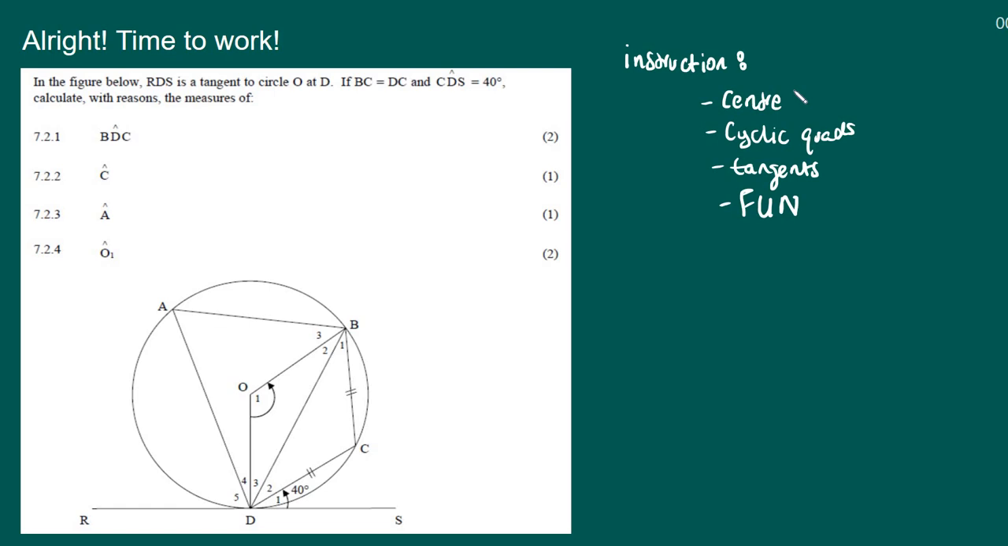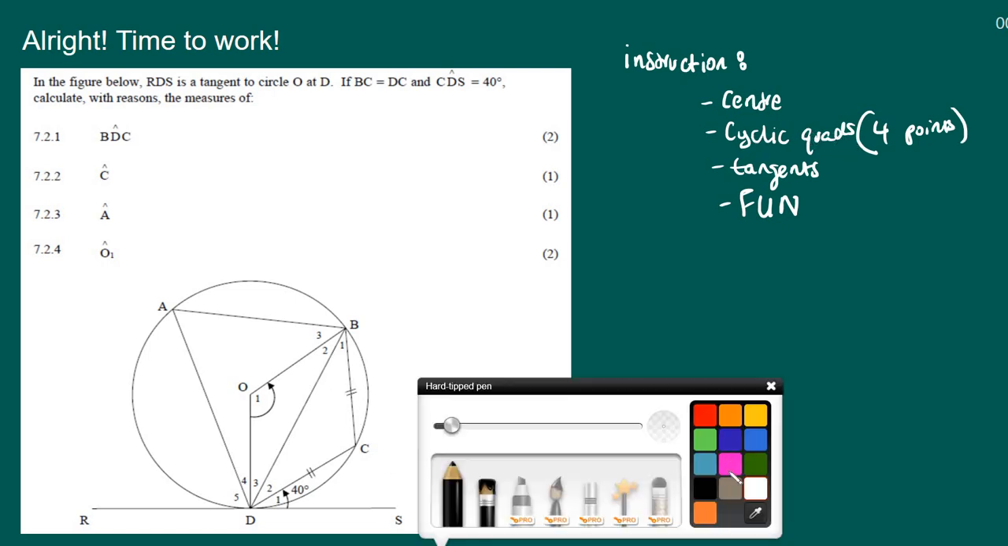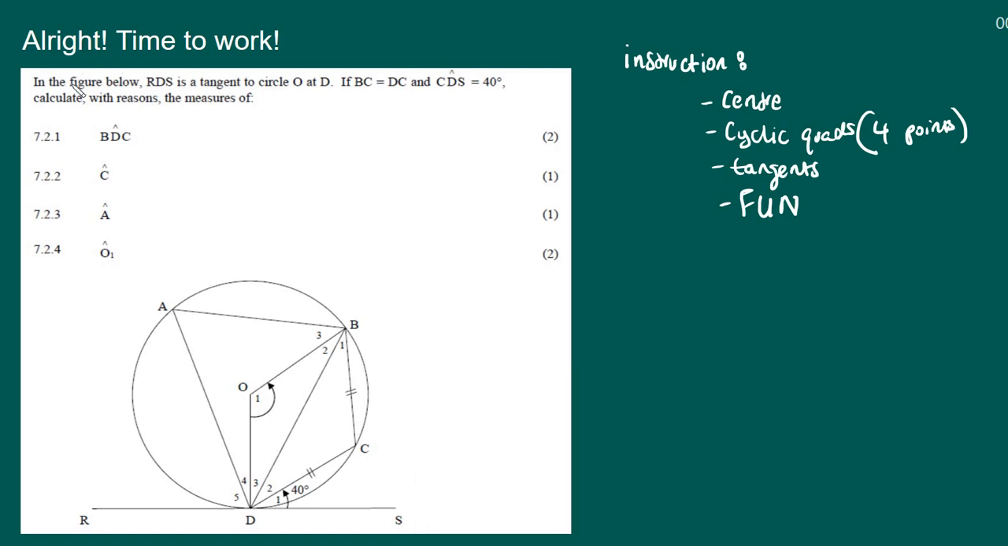So how will you know? If they mention something like a center O, then you know that already I'm working with theorems related to a center. If they mention that it's a cyclic quad, or sometimes they won't mention it, if you can just locate 4 points on the circumference, then you already know that theorems about a cyclic quad apply. For example, look at this one. If you can check, they said RDS is a tangent to a circle O at D.